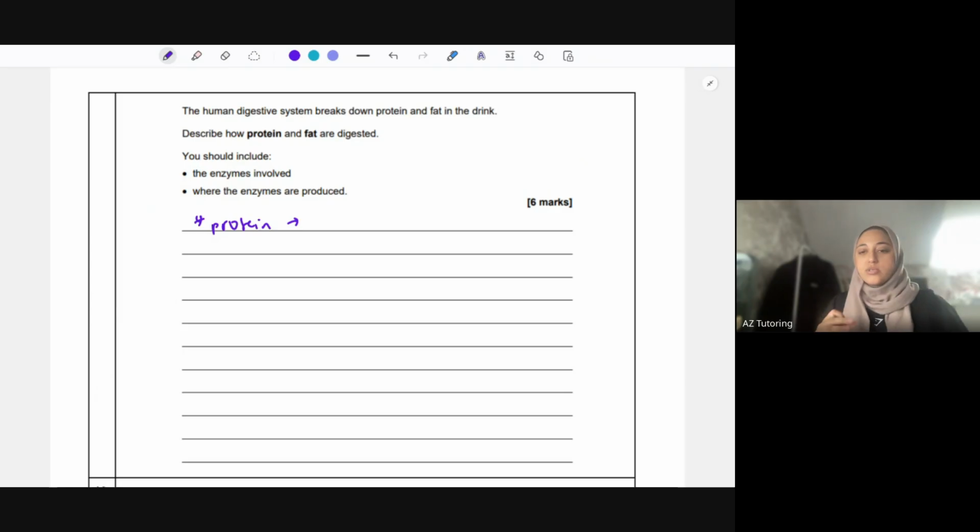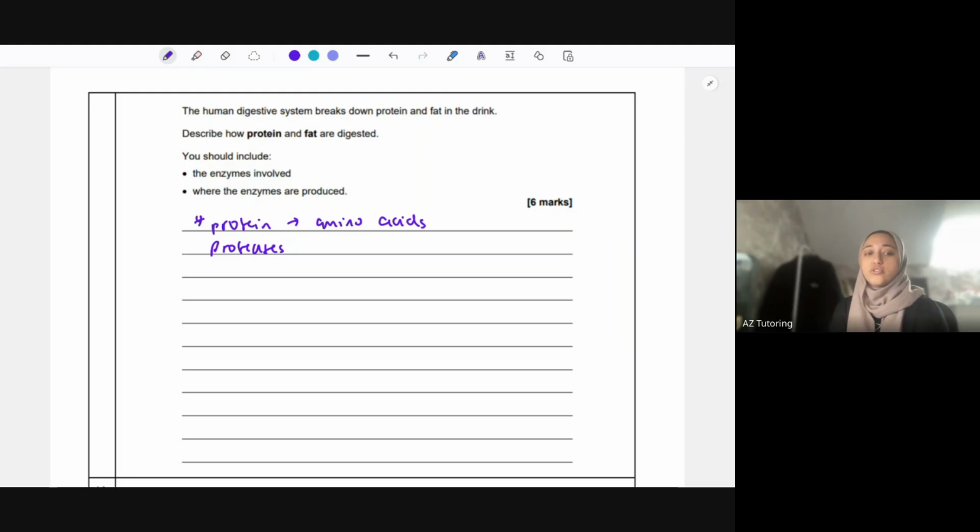But with these 6 markers, I would highly recommend writing them in actual sentence structure. The other ones, it's okay to use bullet points, but the 6 markers, do write them in good English format, if that makes sense, because they give you marks on the way you articulate your ideas as well. So protein is broken down into amino acids. And the enzyme that's used for this is proteases. Proteases are used to break down protein into amino acids.